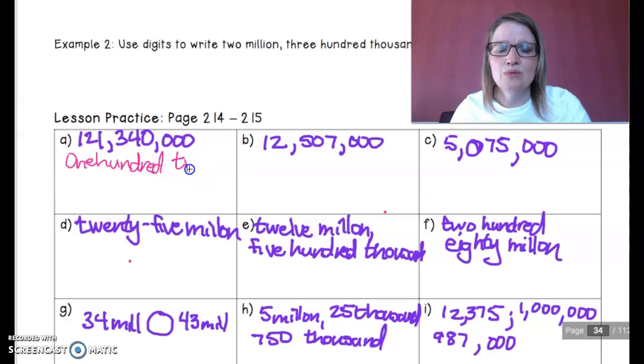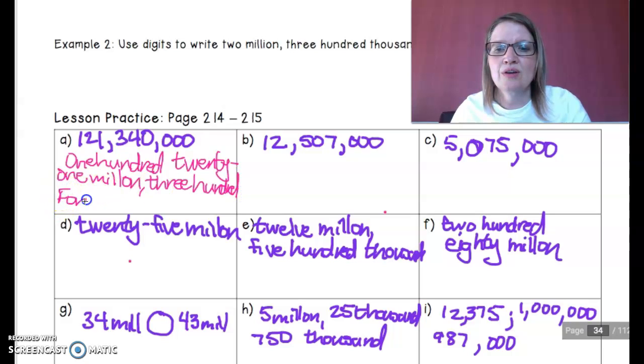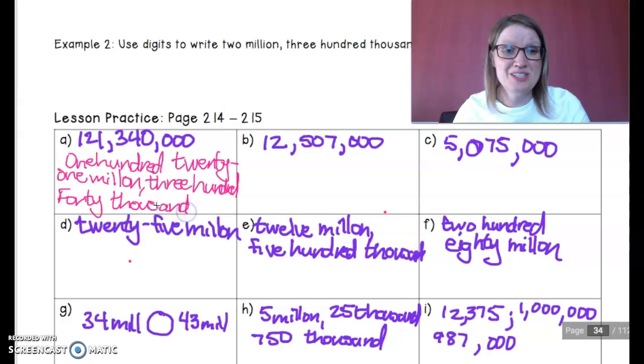120. Guys, I don't know if I'm going to be able to fit this. 1 million. Whew, thank goodness we don't have too many. 340,000. Try and squish it in as best you can.